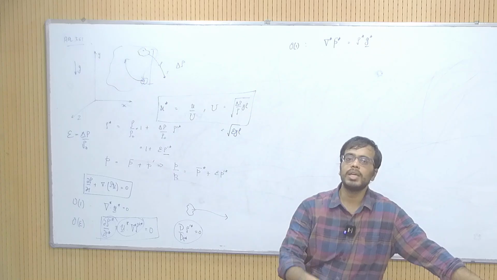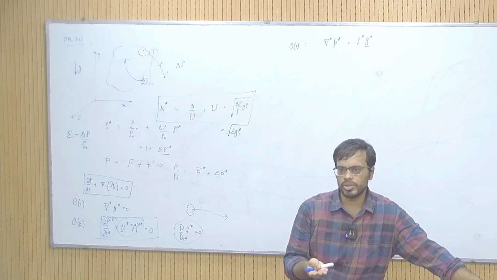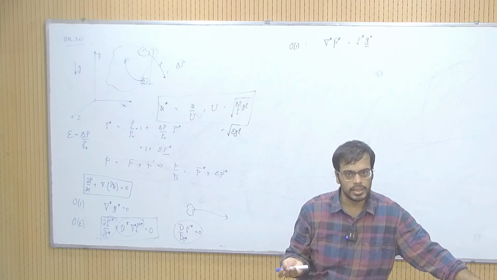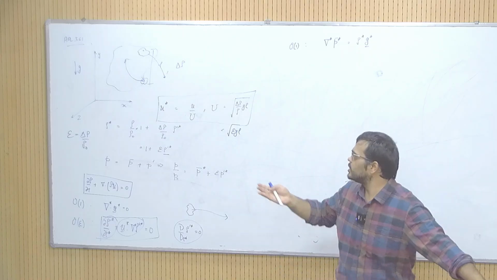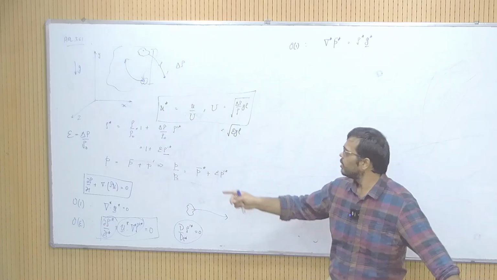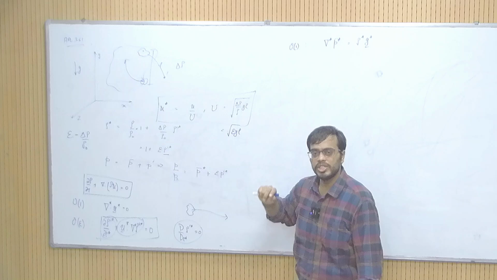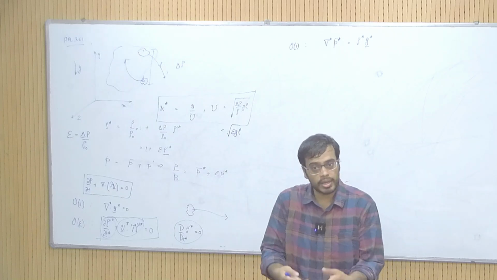That is, in a flow that has density fluctuations of at max 1%, you cannot have velocity which is, let us say, 1 times square root GL. You cannot have that kind of velocity.